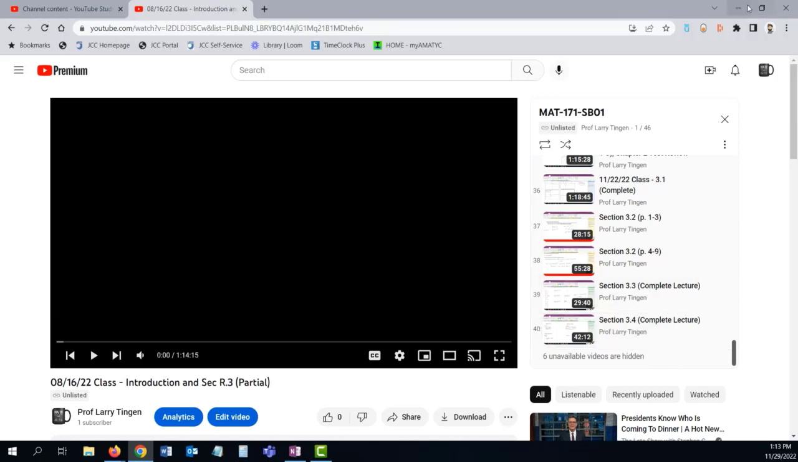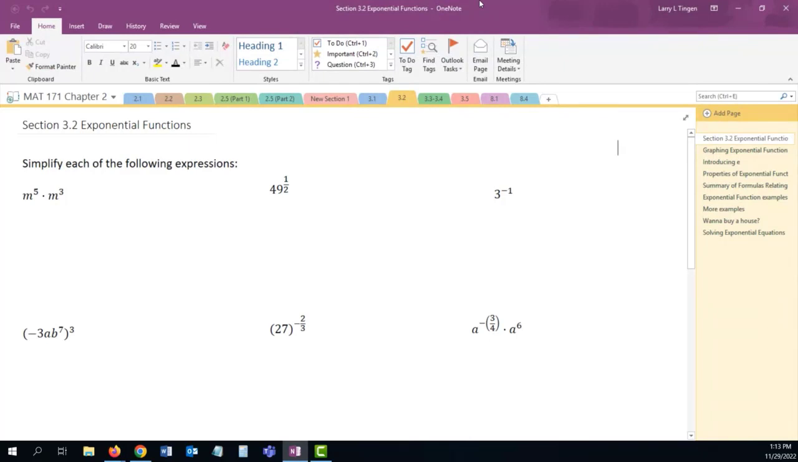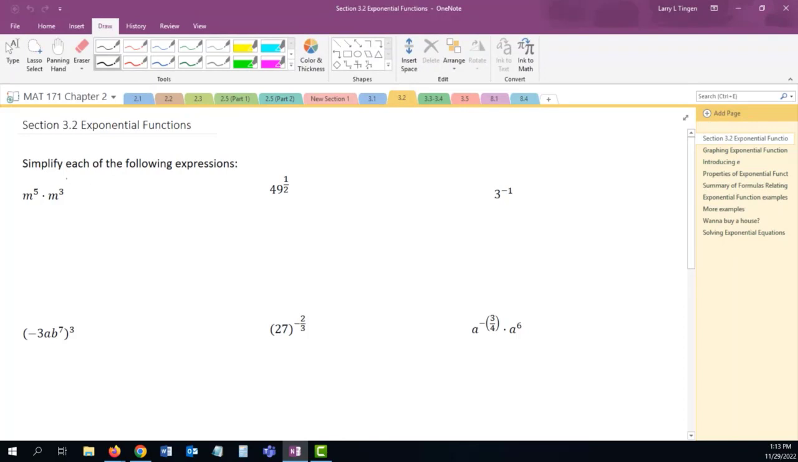All right, so let's dive into 3.2 and exponential functions. Before I explain exponential functions, the first thing I want to do is remind you of some rules for exponents. If I have the same base and I'm multiplying, I get to take the exponents and add them. So m to the 5th times m cubed is m to the 5 plus 3, which is m to the 8. Nobody's shocked by that.